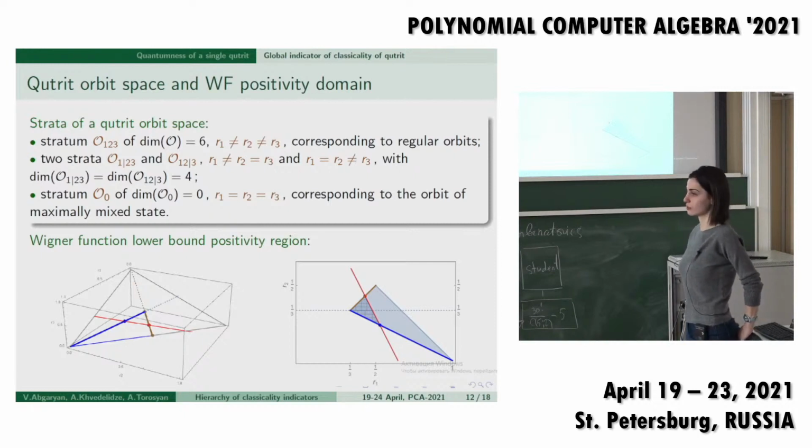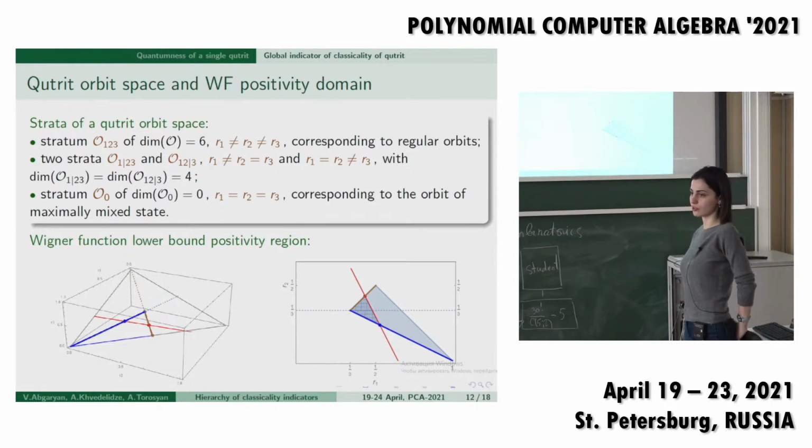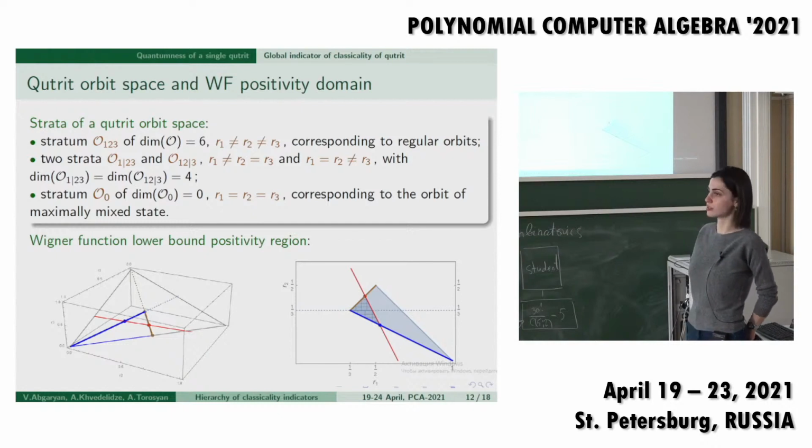three classes of stratum. The first one is with dimension 6. It's a general case when none of the eigenvalues equals each other. The second class is when the dimension of the stratum equals 4. It's a case when two eigenvalues of 3 equal each other. And the third one, where all three eigenvalues equal each other, and that corresponds to a maximally mixed state, and the dimension of it is 0.